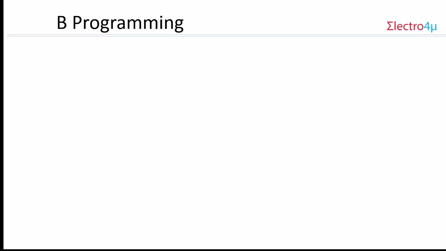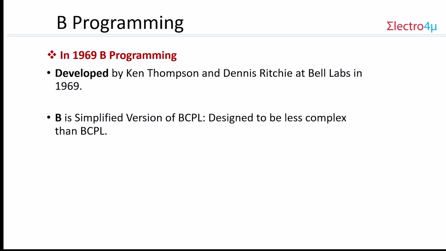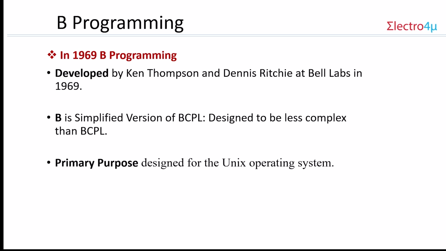In 1969, the B programming language was developed. The B programming language was developed by Ken Thompson and Dennis Ritchie at Bell Labs as a simplified version of BCPL, designed to be less complex than BCPL. It was primarily designed for the Unix operating system.